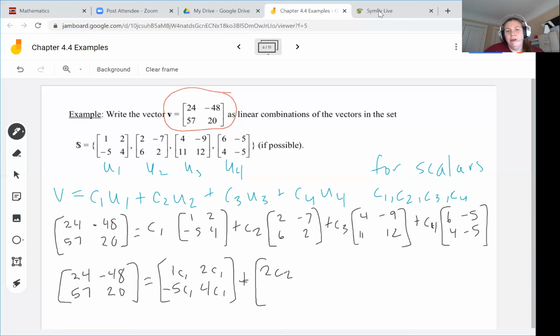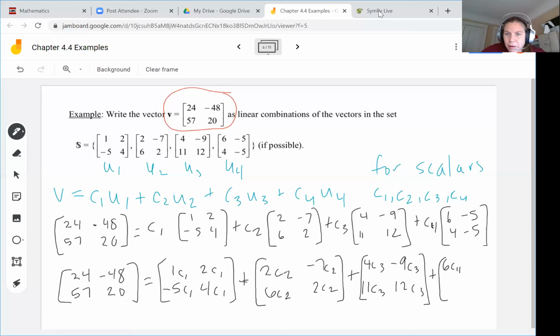Then in the second matrix, we get 2C2, negative 7C2, 6C2, and 2C2. And we're going to have plus 4C3, negative 9C3, 11C3, and 12C3, plus over here we get 6C4, negative 5C4, 4C4, and negative 5C4.